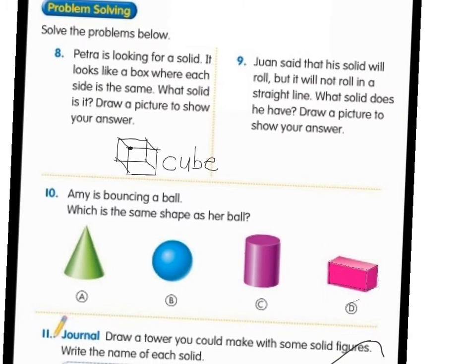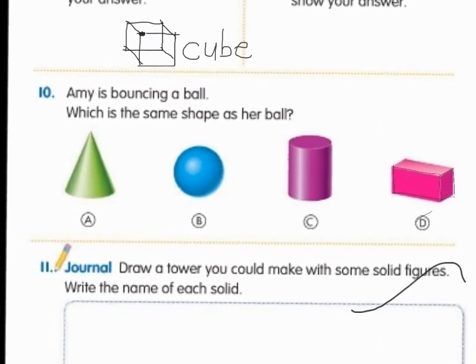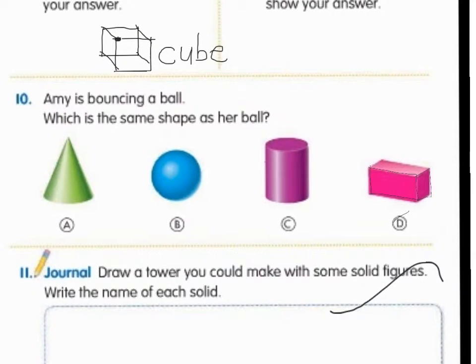Let's go to number 9. Juan said that his solid will roll, but it will not roll in a straight line. What solid does he have? Draw a picture to show your answer. Well, looking down here, we know it's going to roll. Well, a rectangular prism does not roll. So here are the ones that are going to roll.